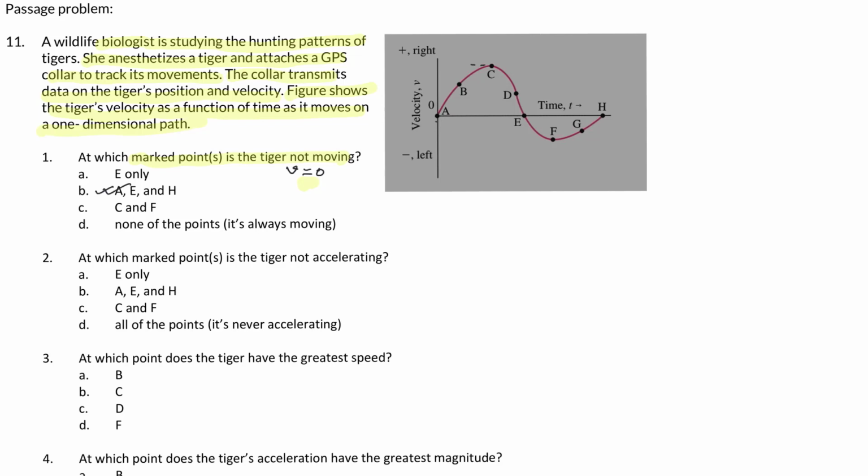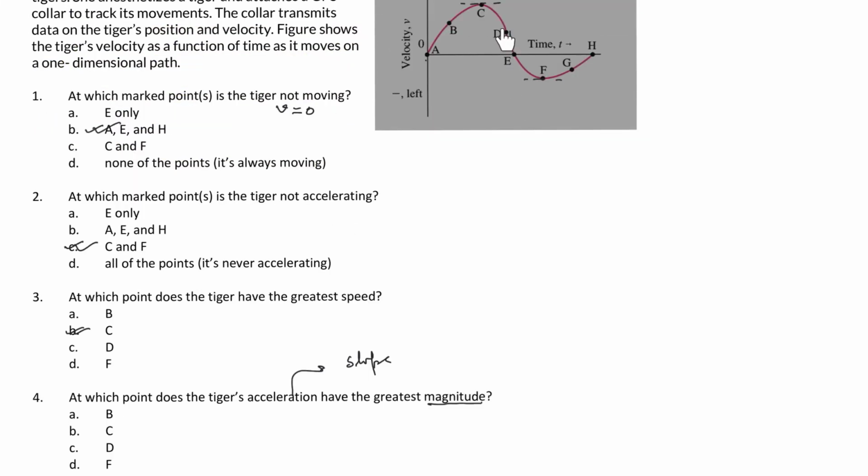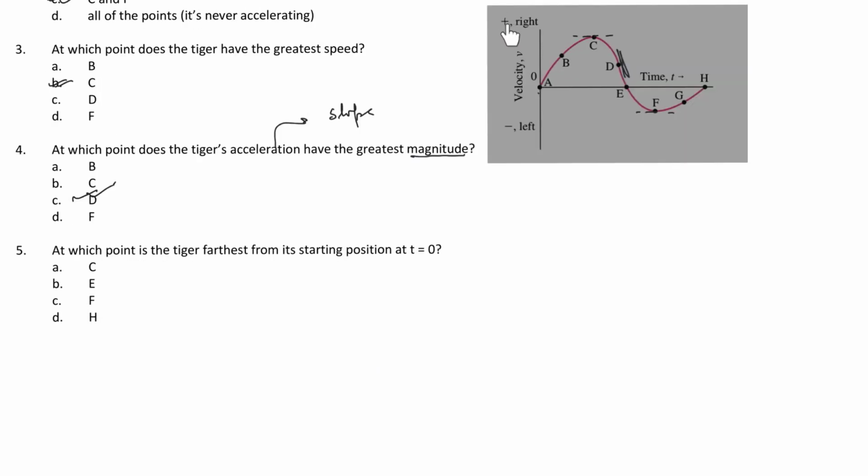Second, at which marked point is tiger not accelerating? So slope. So at C and F slope is 0. At which point does the tiger have greatest speed? Greatest speed is at C. At which point does the tiger's acceleration have greatest magnitude? So slope has maximum value. So by direct observation, if you draw tangent at D, the slope has greatest magnitude, that will be more steep.